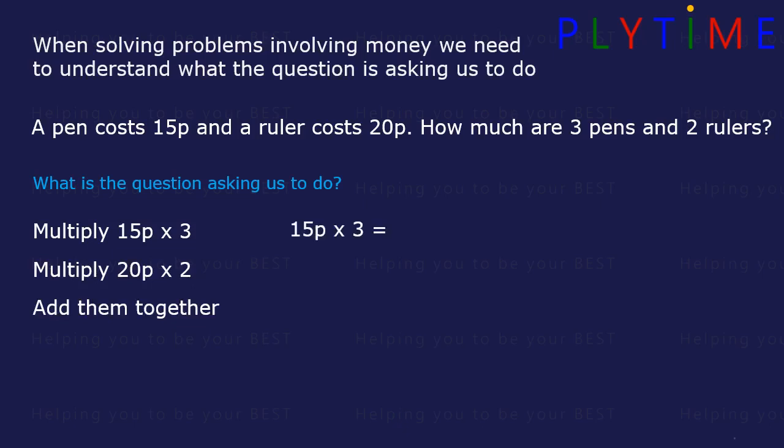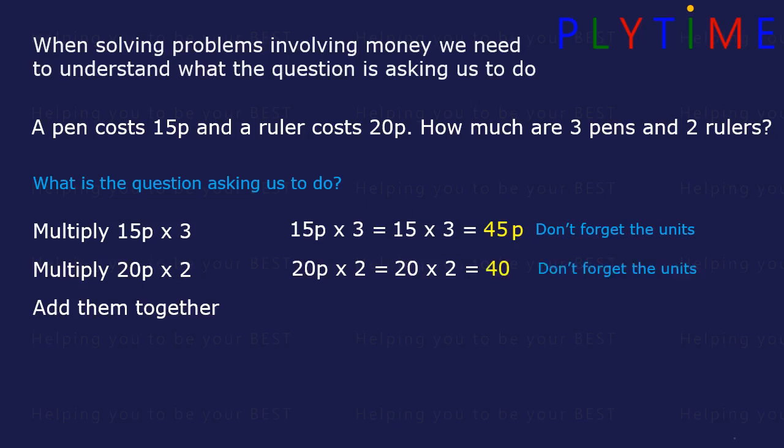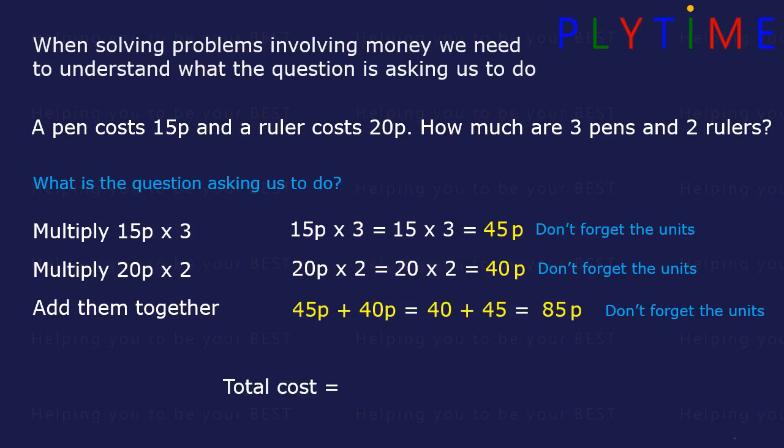So 15 pence by 3 is the same as 15 times 3, which equals 45. Don't forget the units, 45p. 2 rulers is 20p times 2. 20 times 2 equals 40. Don't forget the units, 40p. Then we need to add together the cost of the pens and the rulers, 45p plus 40p. 40 plus 45 equals 85p. Don't forget the units. The total cost of the rulers and the pens is 85p.